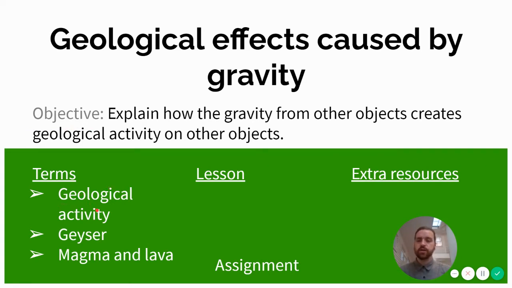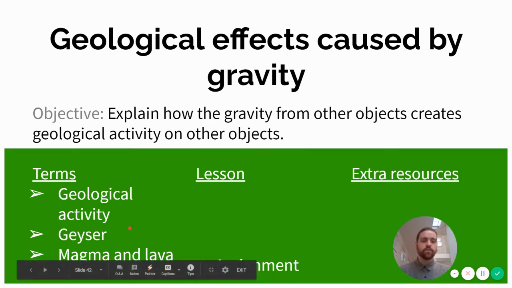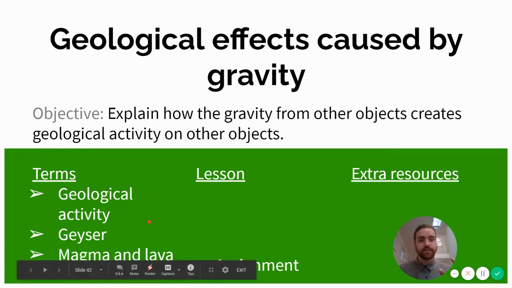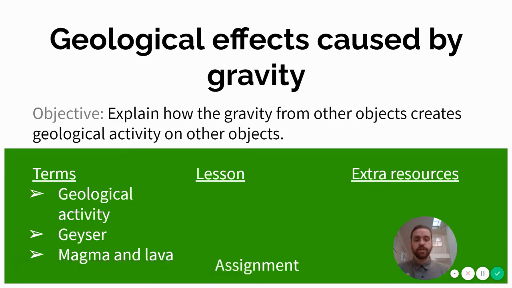Okay, and the terms I'd like you to know are geological activity, geyser, and magma and lava. I just want to tell you what geological activity means. It means the movement of the planet, activity that causes changes on the planet. So examples are geysers, volcanic eruptions, earthquakes. That's geological activity. What we're going to be talking about is how that geological activity can actually be caused by one planet's gravity interacting with another object's gravity.